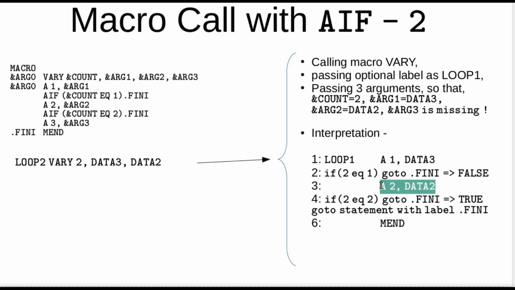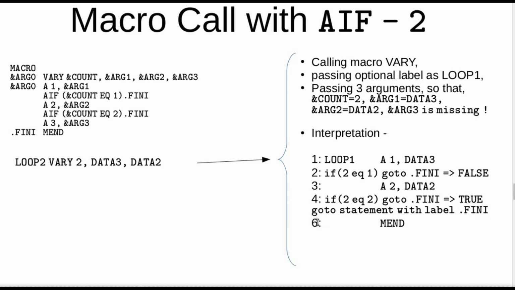Once we have come here, this is again a simple instruction, right? The next instruction says AIF ampersand count eq 2 .fini. So if the value of count equals 2, then go to .fini. Now in this particular case, this is true. The value of count is 2, and that is of course equal to 2, right? So we will branch to the statement whose label is .fini. So once we have done executing statement 4, we will simply jump to the statement with label .fini, because this condition in statement 4 is true.